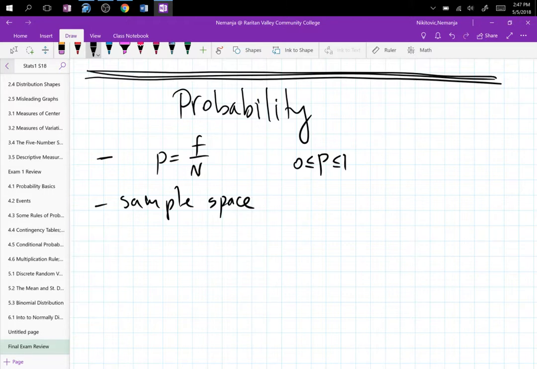Now for probability, we have all of the rules: the addition rule, the multiplication rule, and also conditional probability and joint probability and all of that good stuff that involves contingency tables. We also have to understand mutually exclusive, independence, replacement, how to pick something with replacement, without replacement. There's a lot of different things that we can consider in probability.